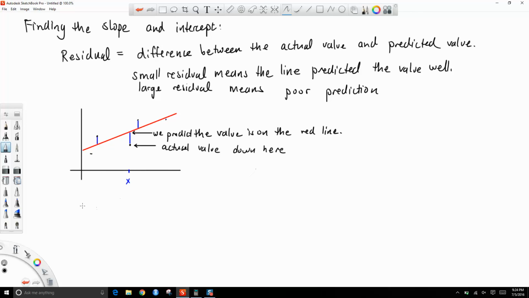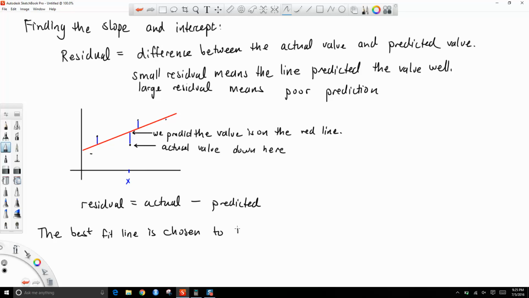Okay, so our residual is equal to the actual minus the predicted. The slope and the intercept, the best fit line, is chosen to minimize the total of the residuals squared. So you don't have to worry about trying to minimize the squared residuals because we actually have formulas for the slope and the intercept.